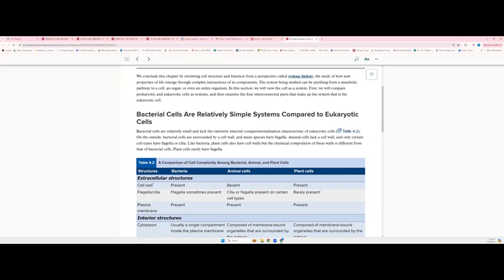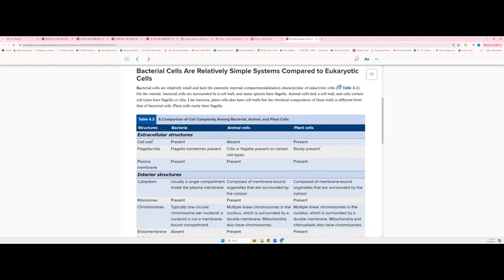And compared with the more complicated cells, animal cells, bacteria have a cell wall, but animal cells don't have a cell wall. And plant cells, even though they are more complicated than bacteria, have a cell wall too. But the chemical composition of their cell wall is different between the plant cell and the bacteria. And plant cells don't have an organelle called flagella because they don't have to move.